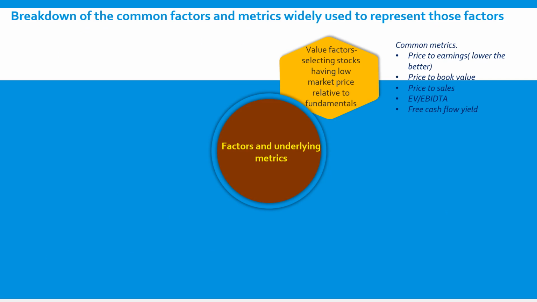Now, a breakdown of the common factors and metrics widely used to represent those factors. The value factor: selecting stocks having low market price relative to fundamentals. Common metrics: price to earnings, lower the better. Price to book value, lower the better. Price to sales, EV by EBITDA, free cash flow yield.